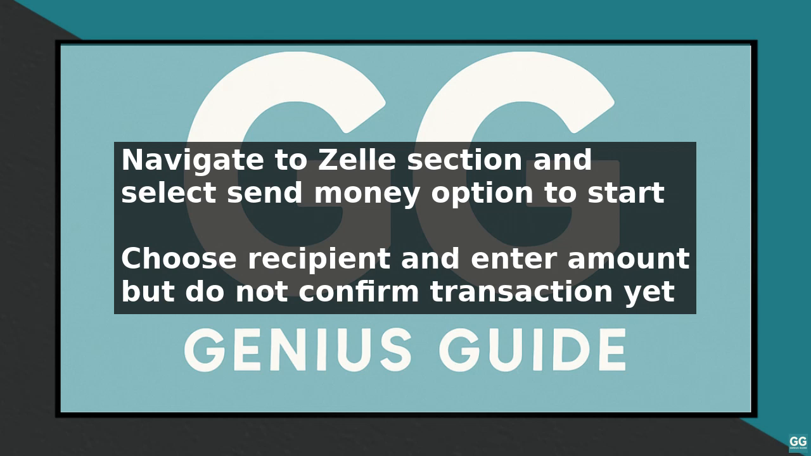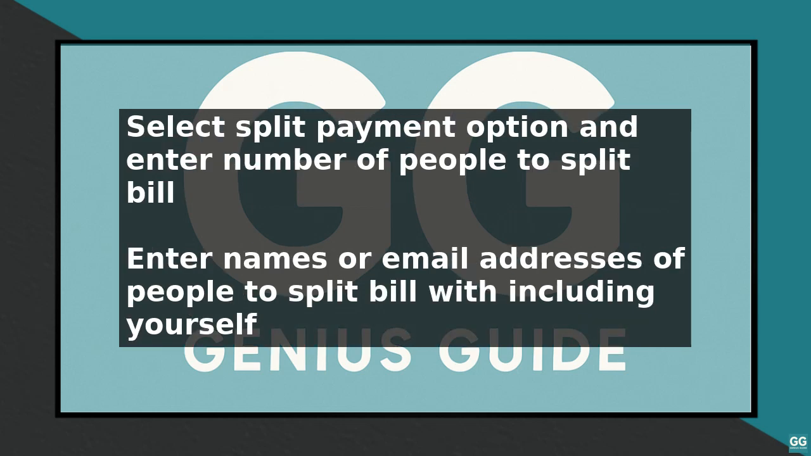Once you have added all the participants, review the list to ensure it is accurate. You can then proceed to send the request to split the bill. The recipients will receive a notification with the payment details and the amount they owe. When the recipients receive the request, they can review the details and confirm their portion of the payment. They will then be prompted to send their share of the payment to you through Zelle.